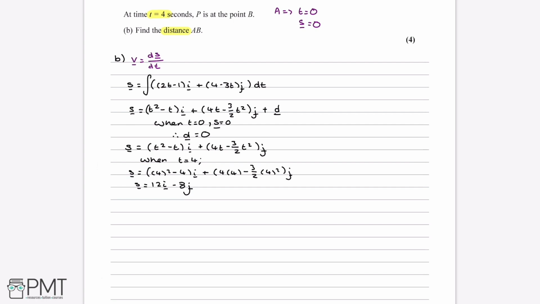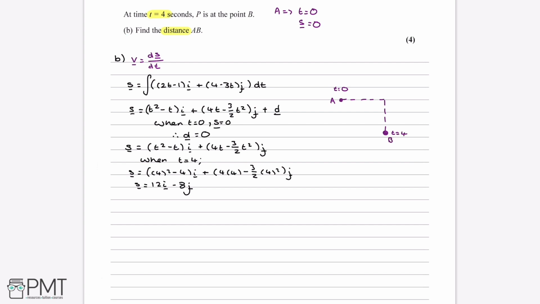So if we were to draw a rough sketch of the points A and B, so if we say A is here, and we treat this as t equals 0, s equals 0, then from that, if point B is 12i, this means that it's 12 to the right, 12 along in the positive direction from A. And then minus 8j means that it is then 8 downwards in the negative j direction. So that means that it's 12 along and 8 down, and this is the point B when t is equal to 4.